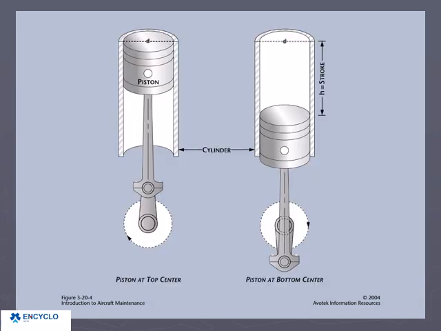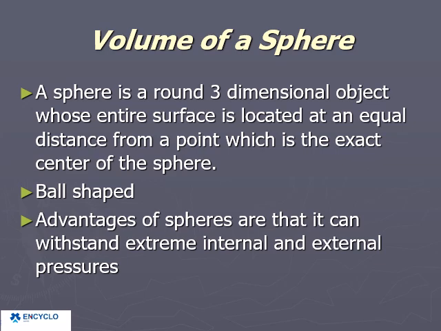This is readily applicable to the cylinder of a reciprocating engine. A sphere is a perfectly round three-dimensional object. Its volume is found using the formula 1/6 pi times diameter cubed.